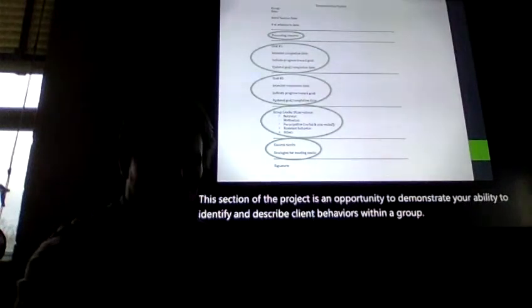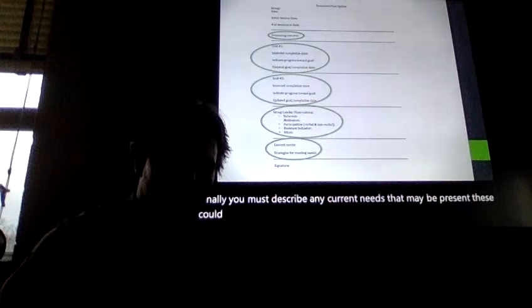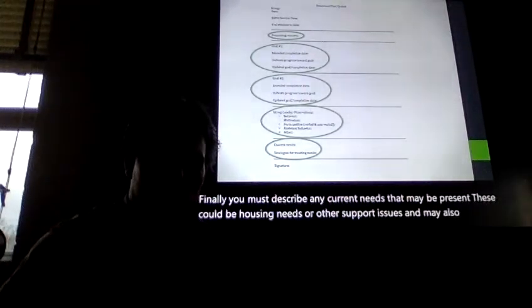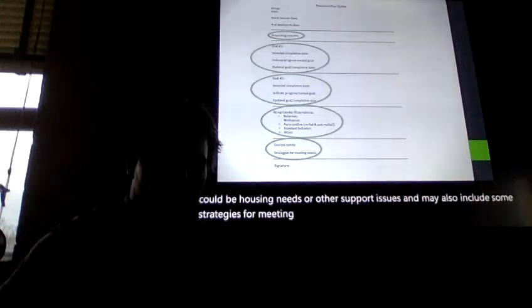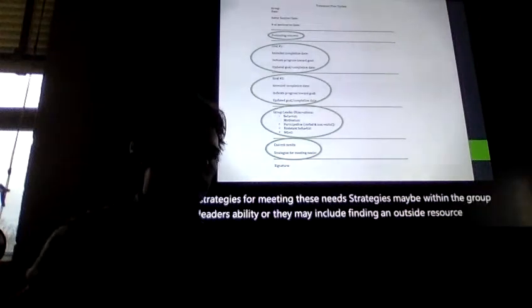Finally, you must describe any current needs that may be present. These could be housing needs or other support issues, and may also include some strategies for meeting these needs. Strategies may be within the group leader's ability, or they may include finding an outside resource to help the client.